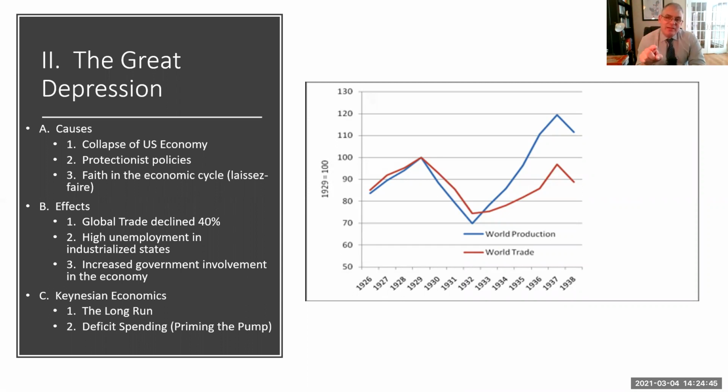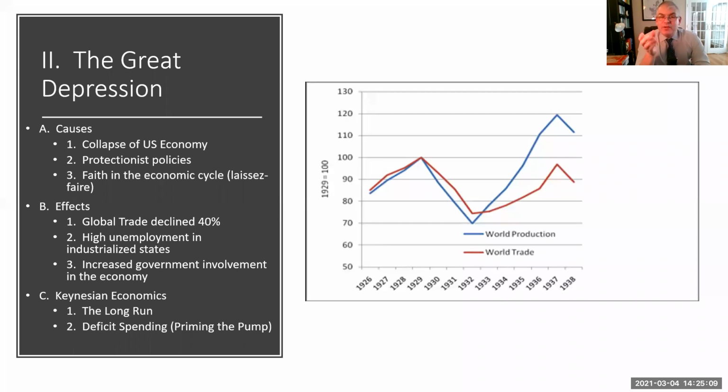But look at the drop of the world trade. The world trade is going to go right along with the world production. And then during the Great Depression, it drops right with the world production. But then as production recovers, trade does not recover the same way. And that's a reference to the protectionist policies that are being put in.